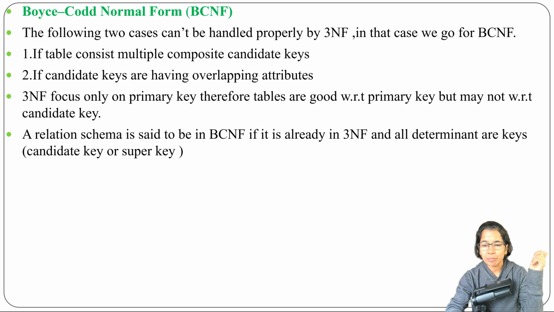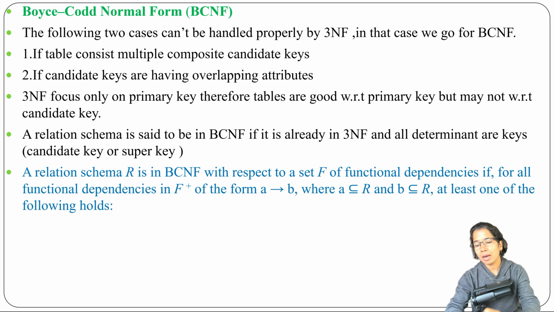A relation schema is said to be in BCNF if it is already in 3NF and all determinants are key. Determinant means the left side. Right side are dependent, left side attributes are determinant. So all left side attributes are key.